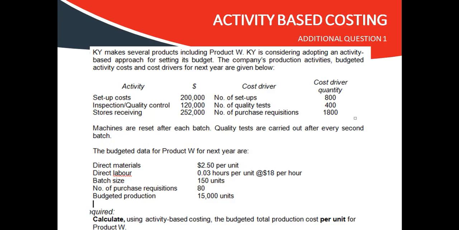Hi everyone. So this is one of the two questions I gave you as homework or the assignment. Additional question 1. KY makes several products including product W. KY is considering adopting an activity-based approach for setting its budget. The company's production activities, budgeted activity costs and cost drivers for next year are given below.